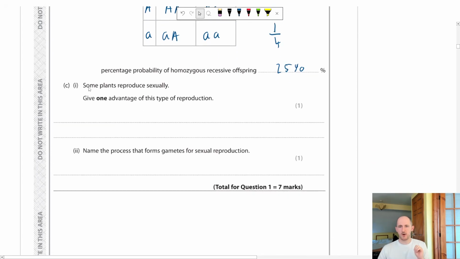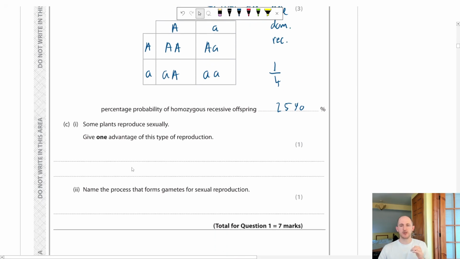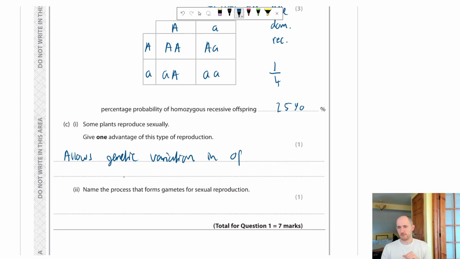For part C, part 1, it says some plants reproduce sexually. Give one advantage of this type of reproduction. So why is this a good thing? Well, generally speaking, it allows for genetic variation. So it allows genetic variation in offspring. Now that's all you need to write for your mark.